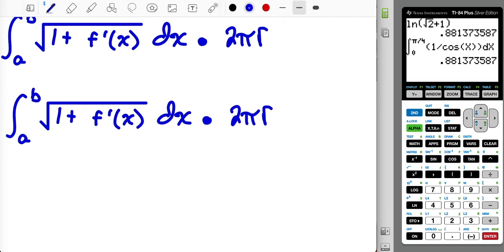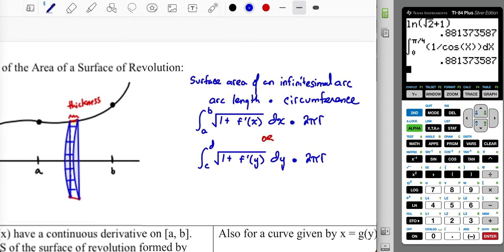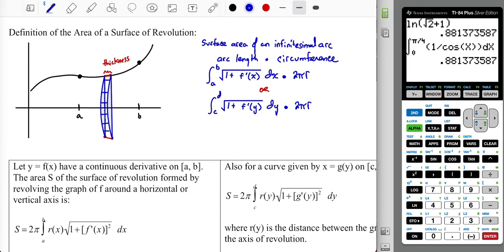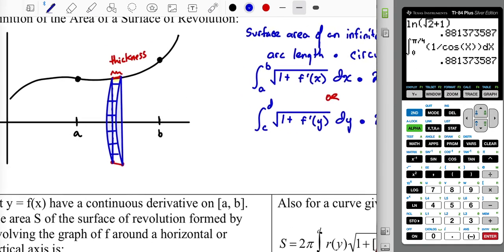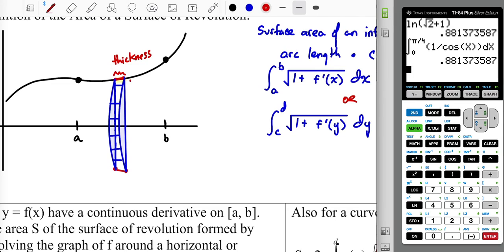Or it could be going from c to d. I like to switch up the bounds just to distinguish, but everything would be in terms of y. All right, and so as long as you come up with some expression that represents the radius, because we know it's not constant in this case, the radius is whatever this function is. y would be f of x.